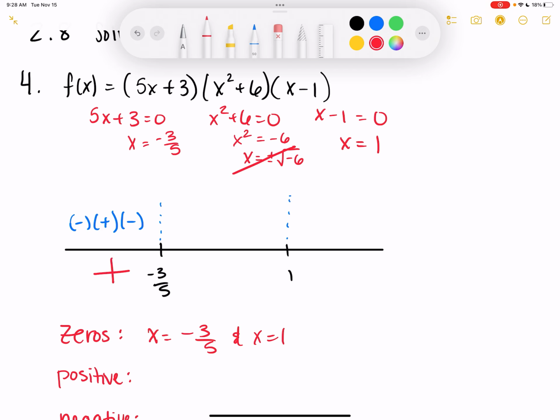So then I need a number in this range. So I'm going to use 0. Okay, so 0 plus 3 is positive. The middle one, 0 plus 6 is positive. Then the last one, 0 minus 1 is negative. So this whole thing is negative.